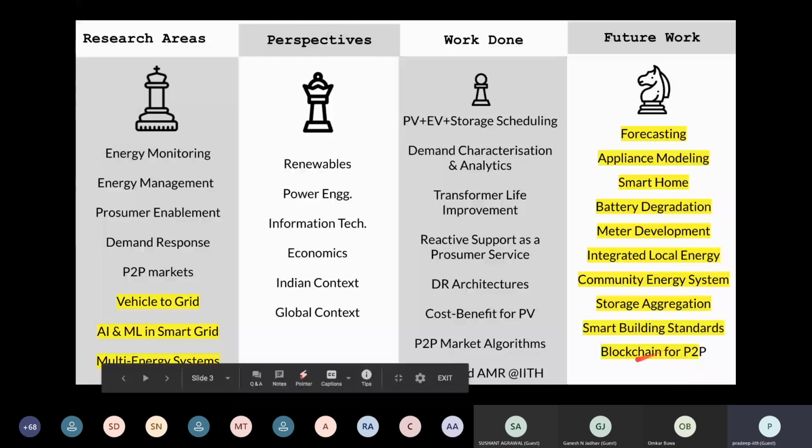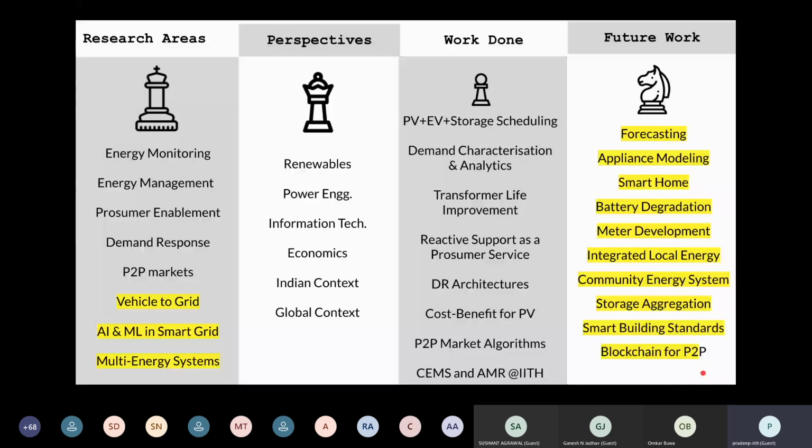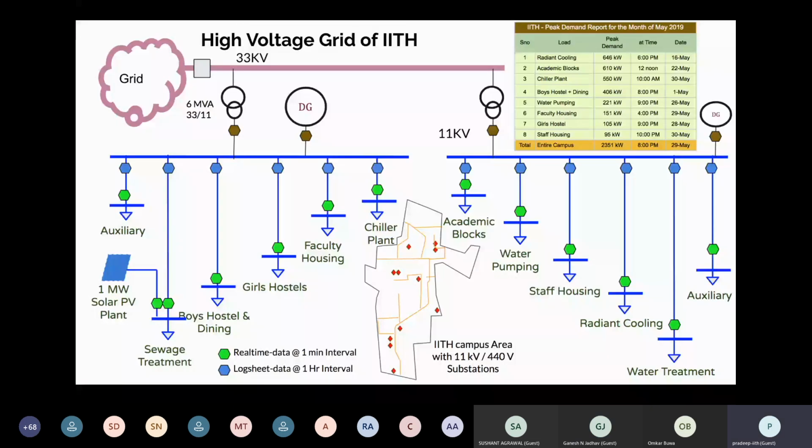But these are only according to me. Everybody can make a list like this and then search papers on it and try to do the work. Does that answer your question, research areas? Yes, sir, it is very useful. Thank you.